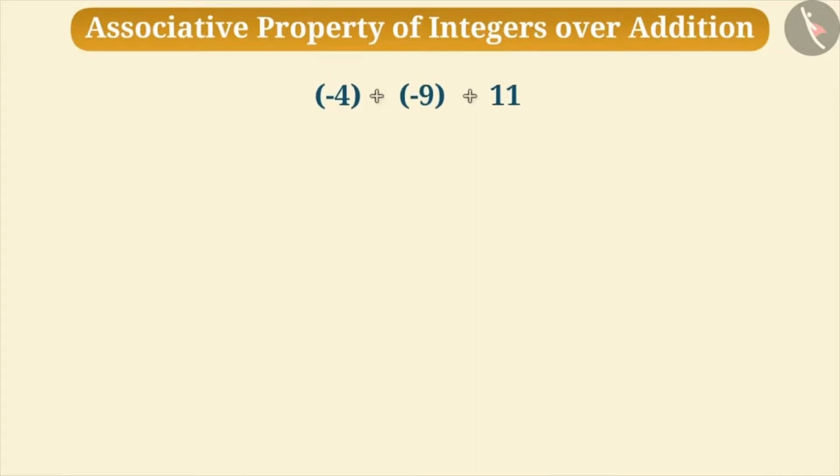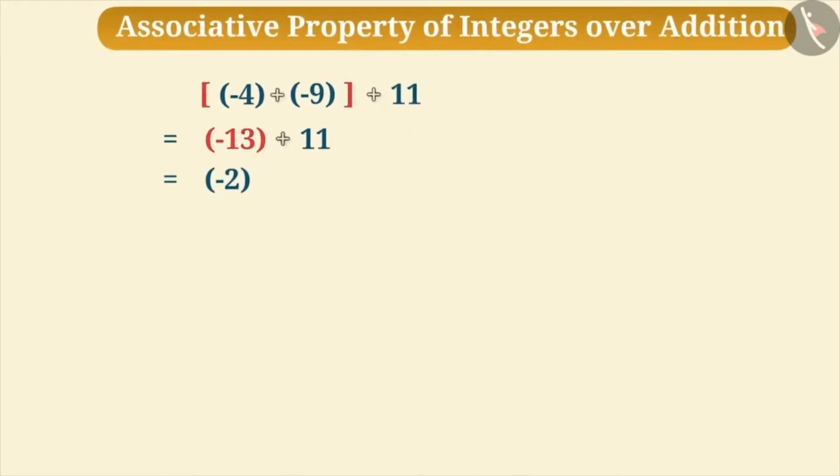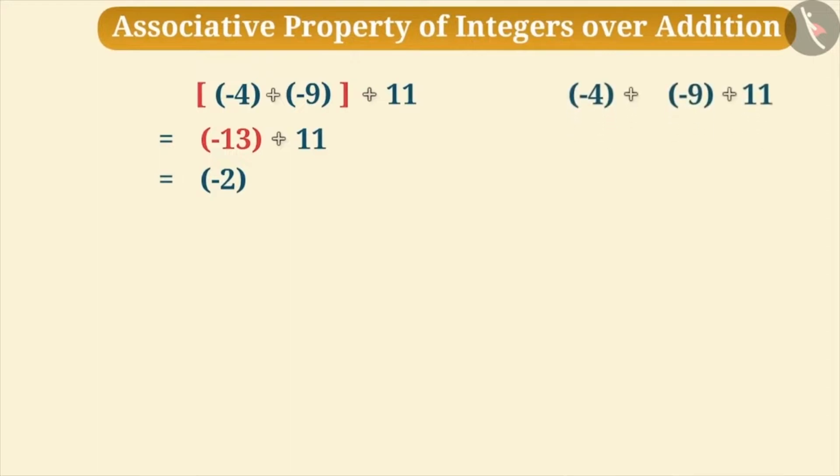If we make a group of -4 and -9, their sum will be -13. Now we will add 11 to it. By doing so, we get the result -2. Similarly, if we make a group of -9 and 11, then their sum will be 2. Now when we add -4 to it, then the sum of 3 numbers will be -2. The answer is the same in both cases. That means we can group integers in any order to add them.